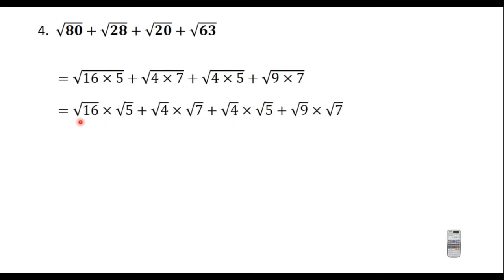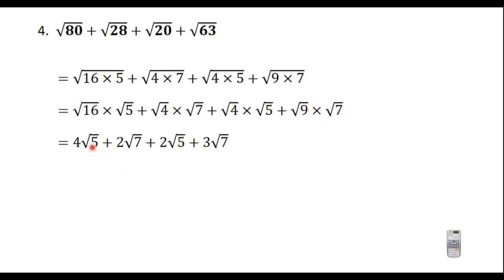You break this down, you are getting square root of 16 times square root of 5 plus square root of 4 times square root of 7 plus square root of 4 times square root of 5 plus square root of 9 times square root of 7, as you can see here. You simplify this, you get 4 root 5. You simplify this, you get 2 root 7. You simplify this here, you get 2 root 5. And you simplify this here, you get 3 root 7.